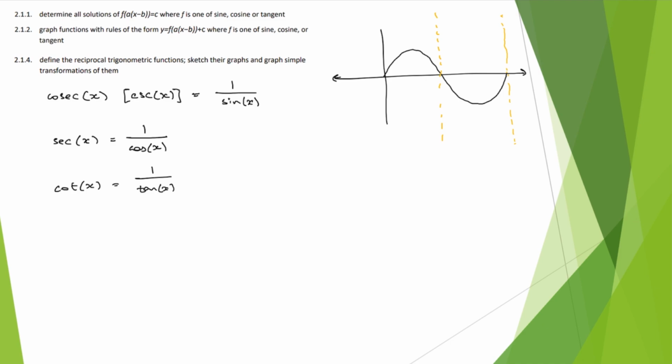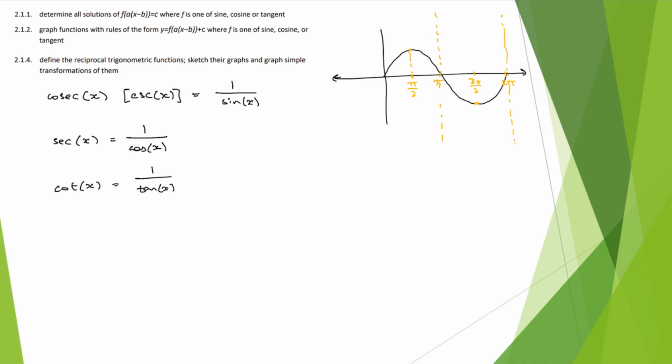Okay? And here is the point where sine is equal to 1. And 1 divided by 1 is 1. So cosecant x is going to equal 1 at this point here, which in sine x is pi on 2. This is 3 pi on 2. This is pi, and this is 2 pi. Okay? And at 3 pi on 2, sine x is equal to -1, and 1 divided by -1 is -1.